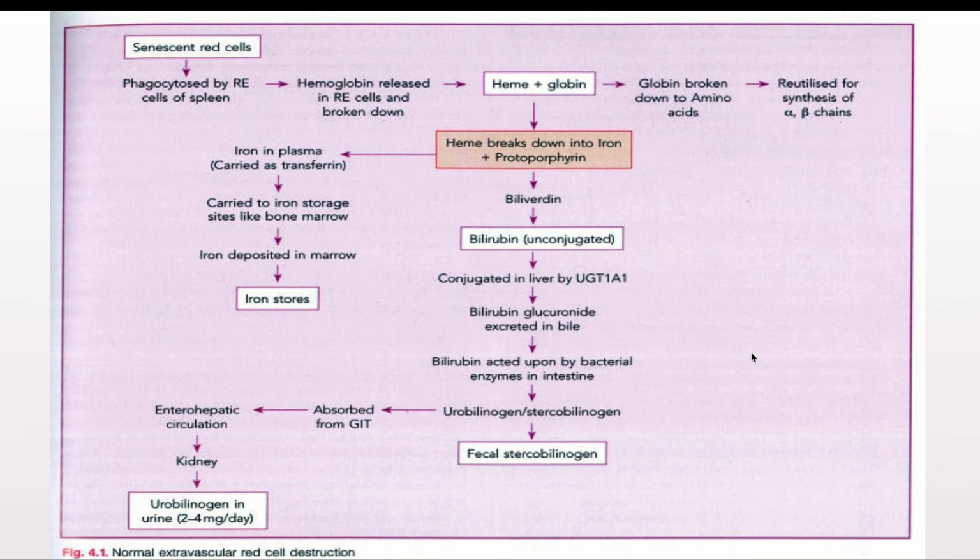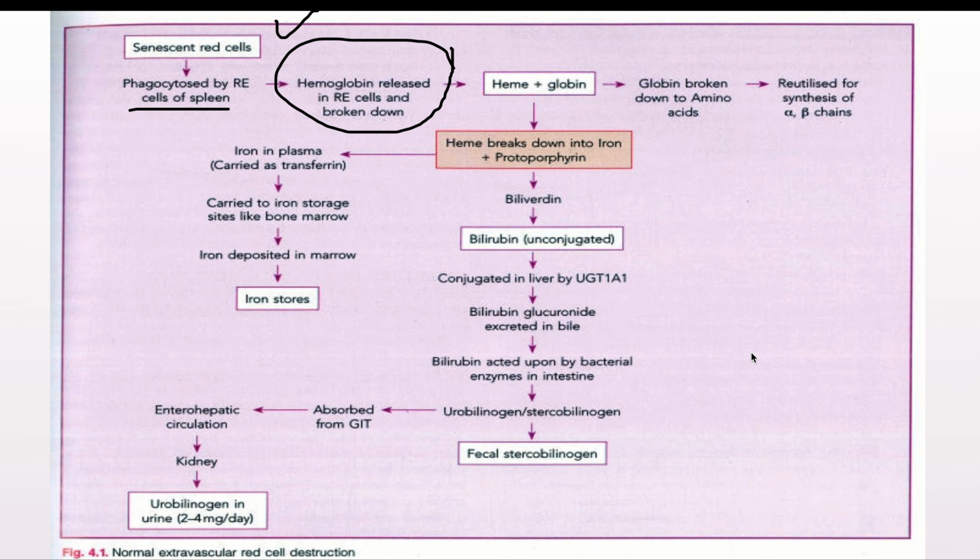hemolytic anemia. In our body, normally the senescent red blood cells, that means the older red blood cells, are also destroyed with the help of extravascular red cell destruction. So let's discuss that. Firstly, the senescent red blood cells are phagocytosed by the reticuloendothelial system, which is present in the spleen. Now this reticuloendothelial system breaks down the hemoglobin, and hemoglobin is released in the reticuloendothelial system.